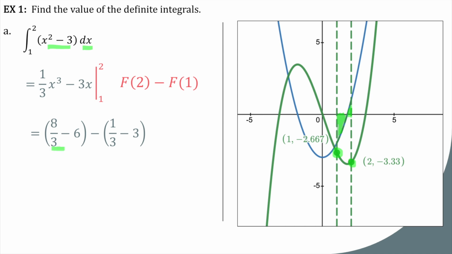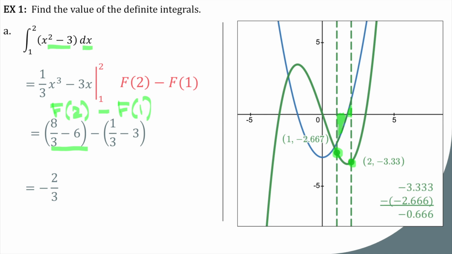So we'll plug in 2 to the function. This is F of 2, and subtract F of 1. Simplify it, and we get negative 2/3. Let's look at our graph again. What is the difference in the y values? So negative 3.33 minus negative 2.66 is negative 2/3.